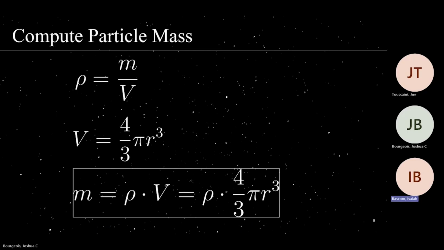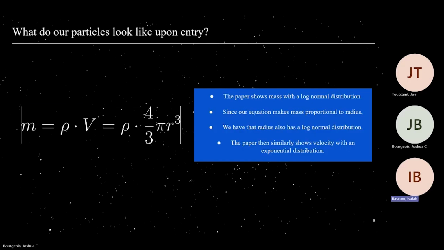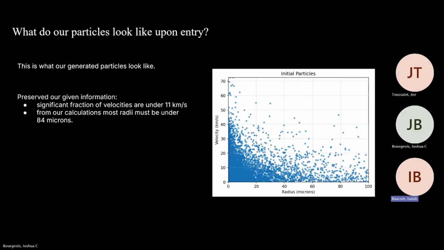And so in order to relate our mass from the distributions into our radius, we are going to be using this formula based off of our assumptions that we have uniform density and that all of these particles are spherical. And given that the ZMIF mass had a log normal distribution, due to the fact that mass and radius are proportional to each other, we can also have a log normal distribution of radius. And from the graph earlier, we have that our velocity has an exponential distribution. And so you can see here in our code, this is how we are generating our particles that we will then input into our function.